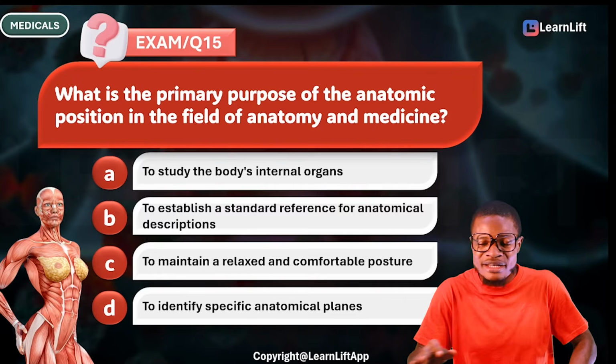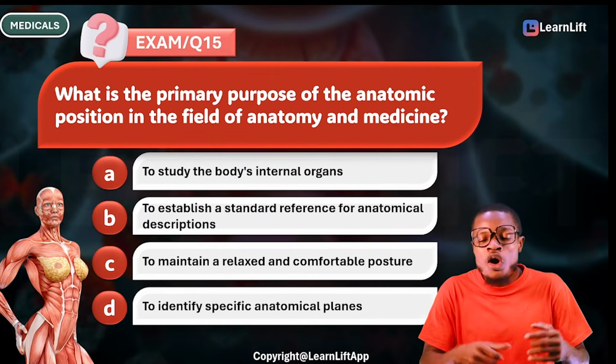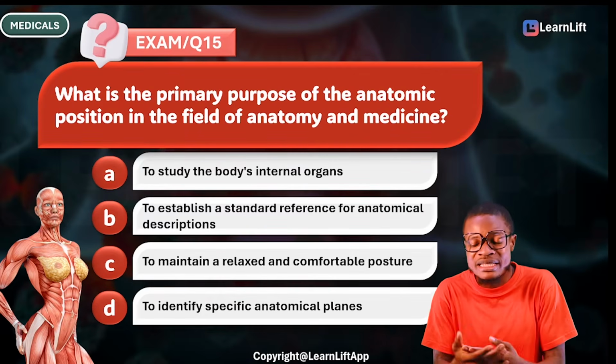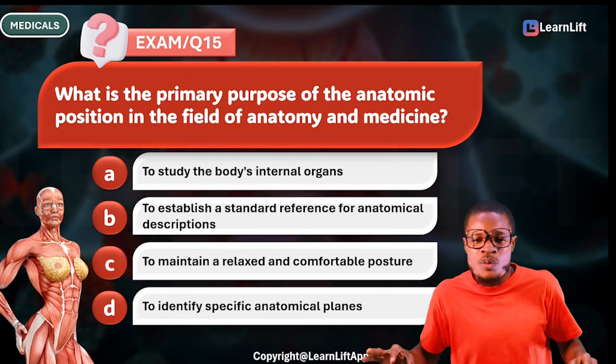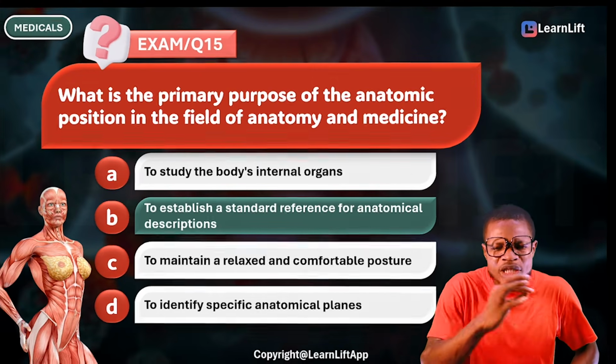Are you getting it now? Standard. Whether you are in the UK, you are in the US, you are in Canada, you are in India, all the answers are still going to be the same. Anatomical position in Kenya, same as anatomical position in Nigeria, same as anatomical position in Ghana, everywhere around the globe. That is option B, the correct answer to this question. Now look at question number 16.